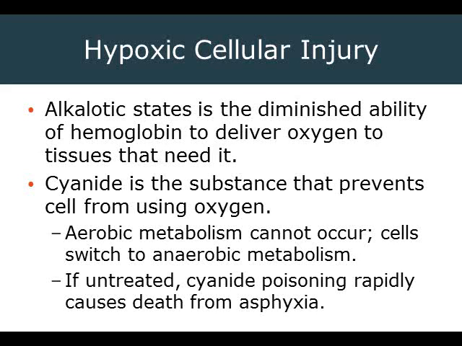So cyanide is a substance that prevents the cell from using oxygen. An aerobic metabolism cannot occur, so they switch to anaerobic. And usually people with cyanide poisoning die rather quickly. This is a chemical asphyxiant that goes in there and causes the body to not be able to function appropriately. There are some treatments for cyanide overdose. The odd thing, though, is in many cases we don't have time to give it because cyanide works so quickly.